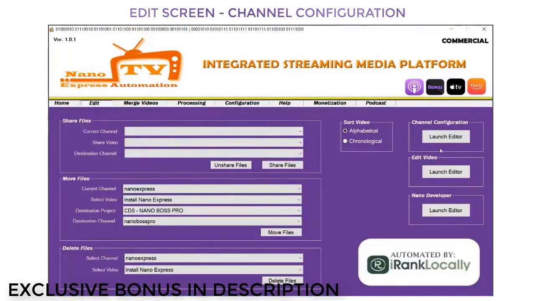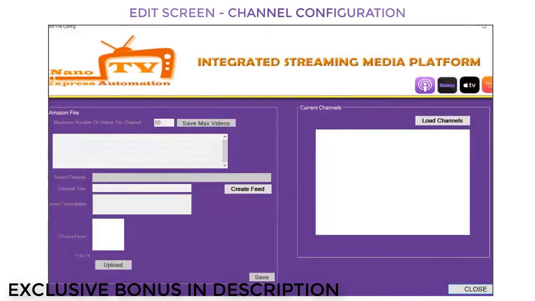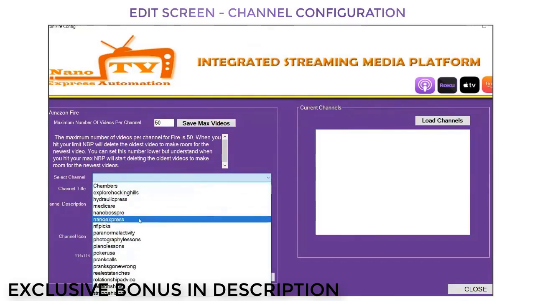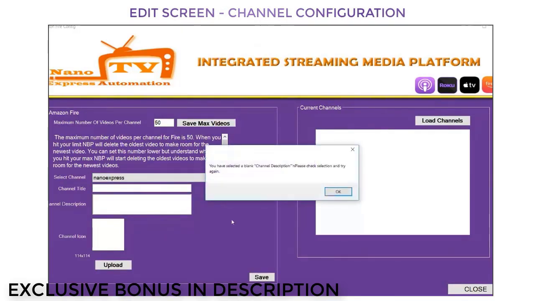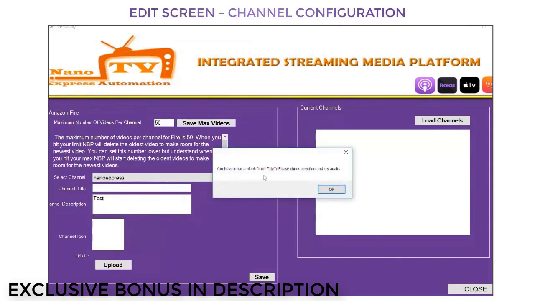If I was to go to edit and launch the channel editor, I could look at Amazon Fire, right? I could enable Amazon Fire. I could select a channel on Nano Express, and I could create the feed. You have selected a channel description. Please select and try again. So blank channel description. So I have got to fill out descriptions because it doesn't have this stuff. So I'll call it test. Doesn't matter.